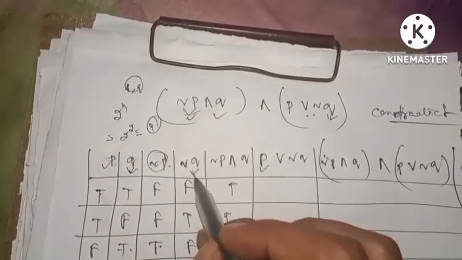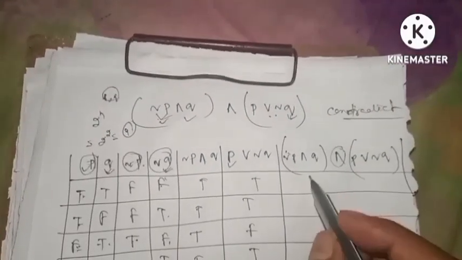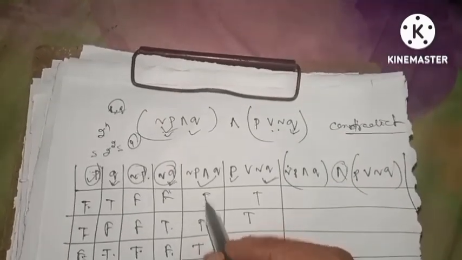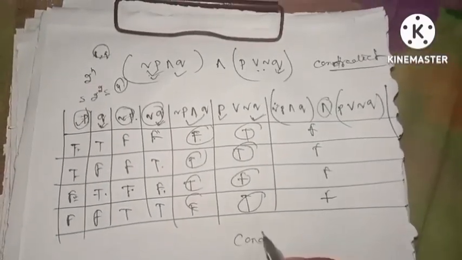Then p and negation q. Disjunction is false only when both are false. Here it is false only when both are false, otherwise it is true. Then the conjunction: conjunction means both statements must be true, but there is no true. So otherwise it is false. Since all the values are false, it is a contradiction.